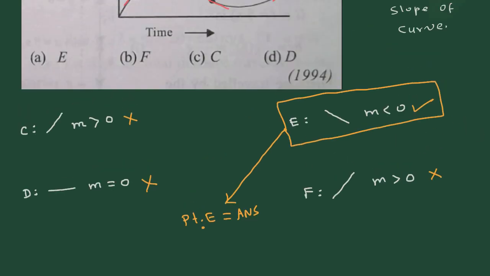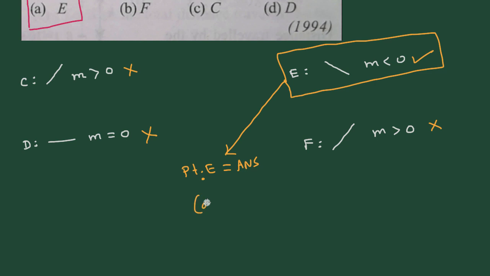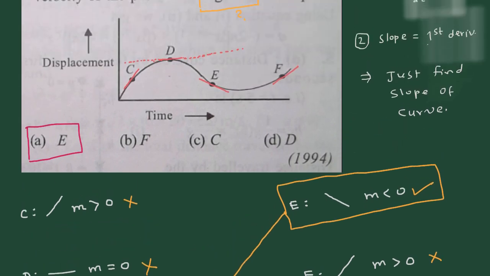So where is the point number E now? Because it is a multiple choice question, you should also search for where point number E is. Point number E is option A. Therefore, our conclusion is that option A is the answer. You can finish this question in just 1 minute.